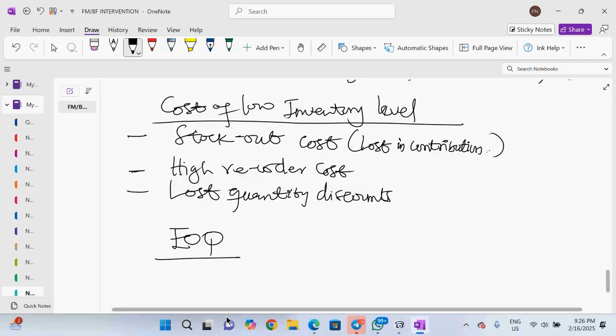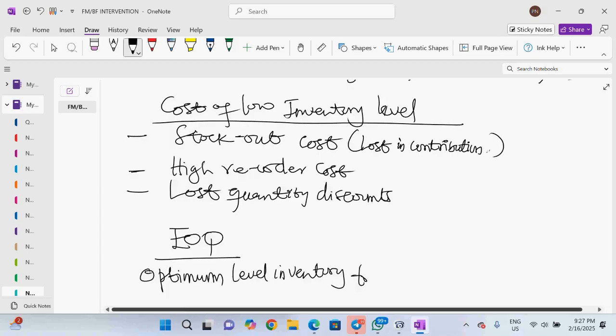So the optimum level of inventory to minimize total annual inventory cost.